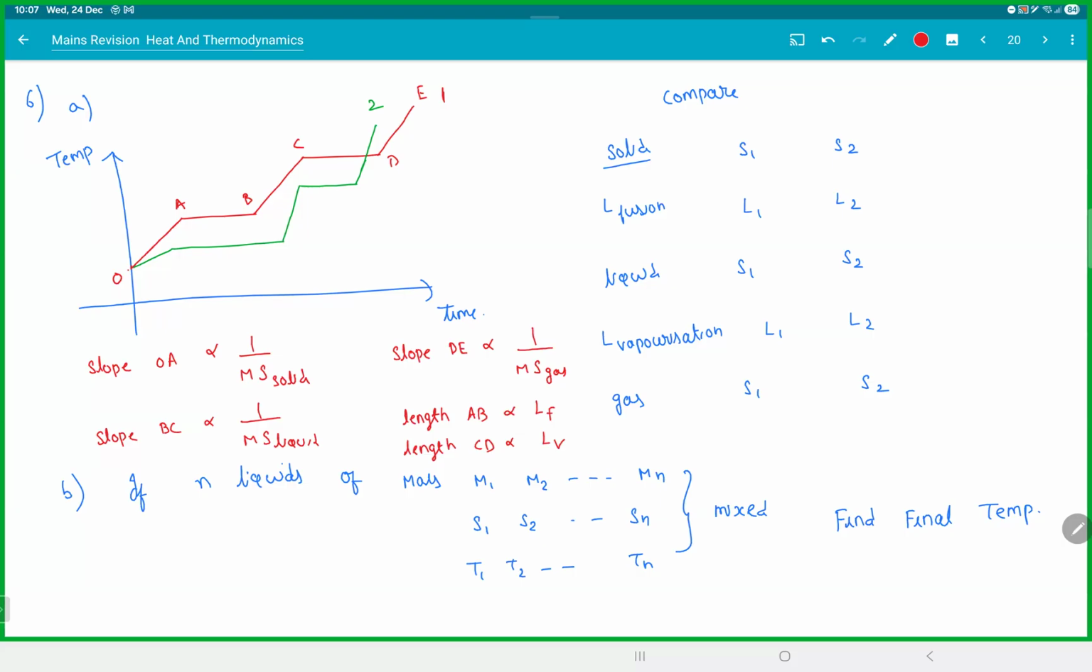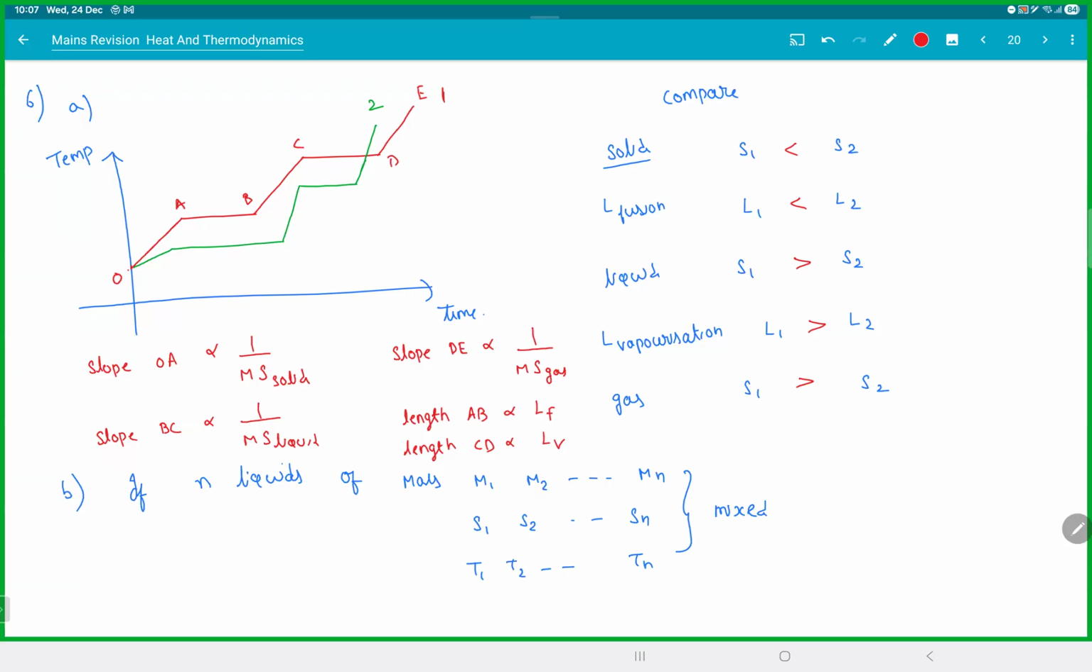So for OA, the red slope is more, so S2 is greater. In BC, the green line slope is bigger. L1, this one is greater, and this one. No, the green looks more steep. This one. Clear? So it is inverse of the slopes.